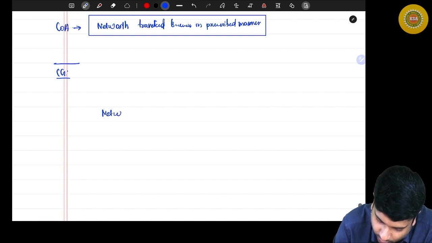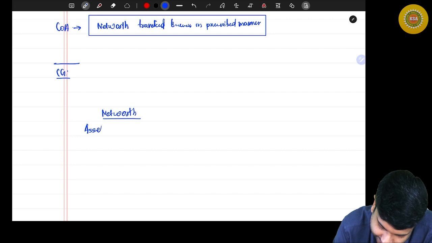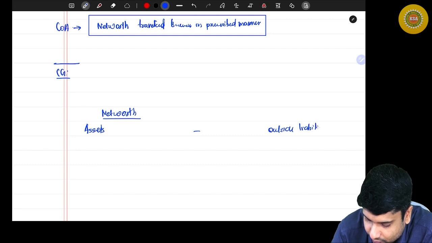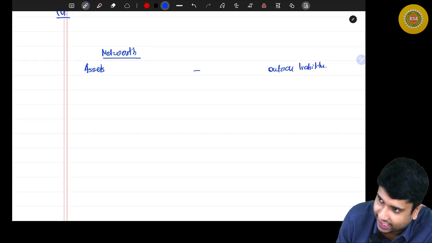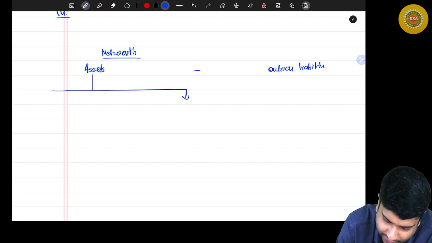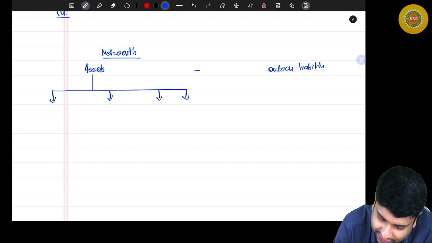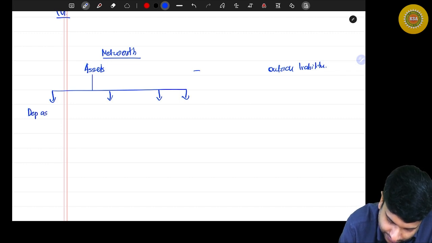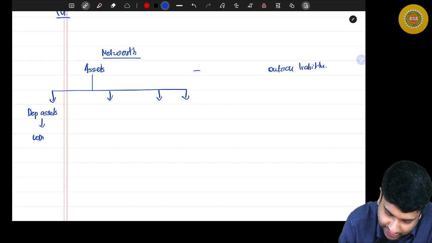So net worth means assets minus outside liability. Which all are the four types of assets we have? In income tax, they're saying, while computing this net worth, you have to consider four types of assets. Number one, depreciable assets. Depreciable assets of the company. What should be the value for the purpose of cost? WDV as per IT Act.